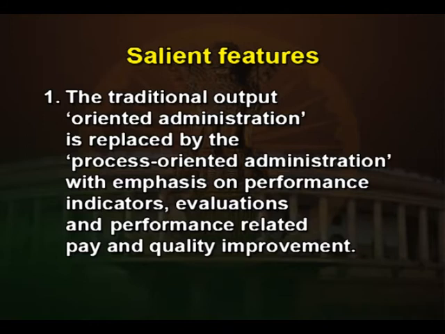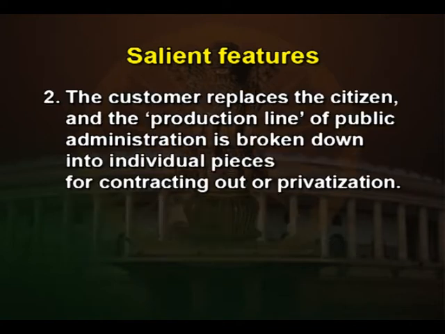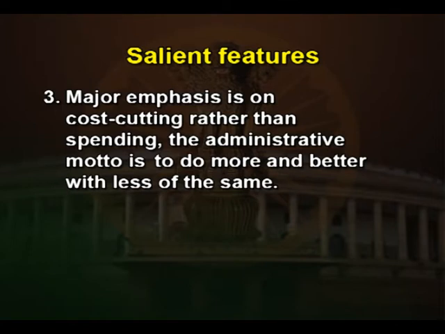Now, the salient features. Characterizing it as a new paradigm of administration, new public management advocates the following shifts of emphasis in the way the public sector is organized and managed. First, the traditional output-oriented administration is replaced by process-oriented administration with emphasis on performance indicators, evaluations, performance-related pay and quality improvement. Second, the customer replaces the citizen, and the production line of public administration is broken down into individual pieces for contracting out or privatization. Third, major emphasis is on cost cutting rather than spending. The administrative motto is to do more and better with less of the same.